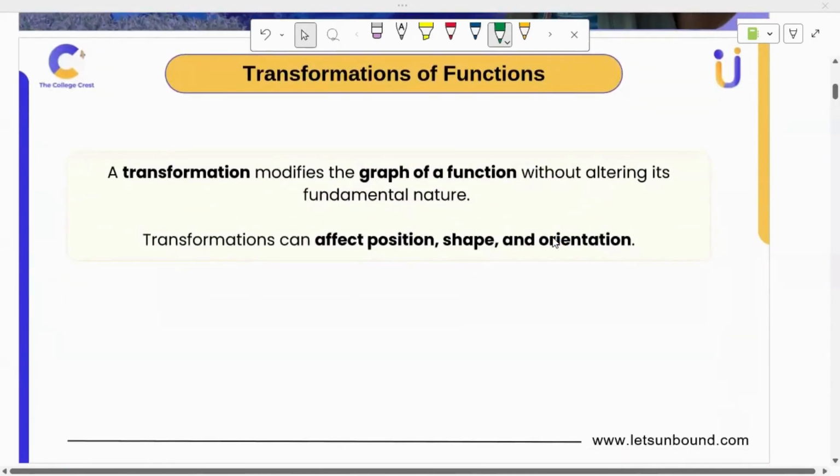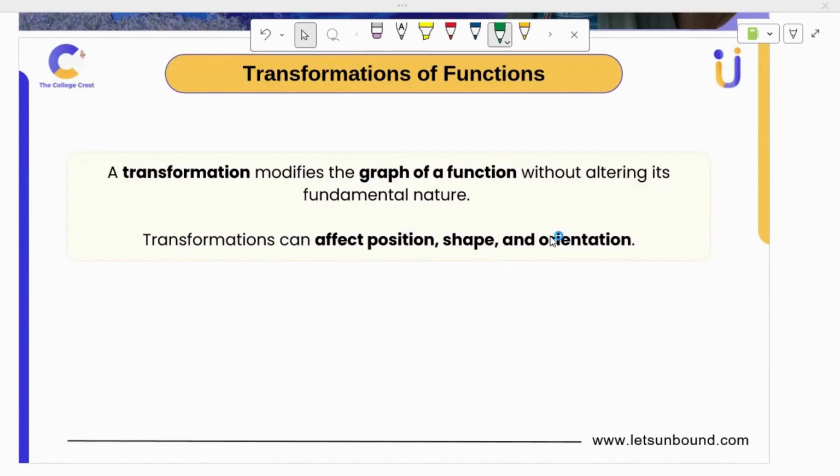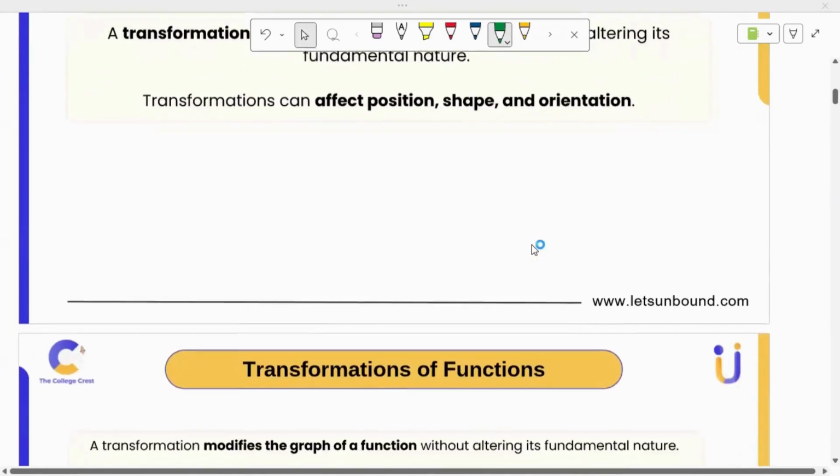A transformation modifies the graph of a function without altering its fundamental nature. Linear means even after transformation, it will be linear. Cubic will still be a cubic. The fundamental nature will not be changed, but it affects position, shape, and orientation. Right? So let's see transformations one by one.